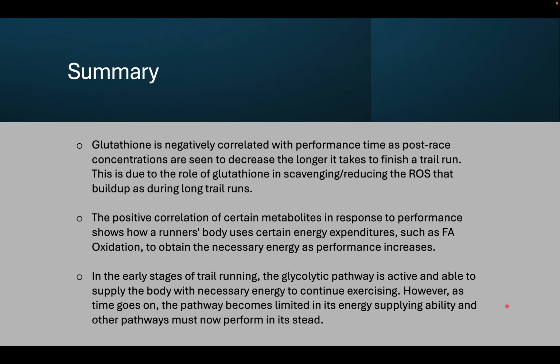Finally, we also included glycolysis because your body is still doing glycolysis in trail running, but really only in the early stages. In the early stages of trail running, the glycolytic pathway is active and is a forerunner of ATP production. However, as the time of trail running goes on, this pathway becomes limited in its energy supplying ability due to glycogen depletion, and now you must have other pathways performing instead to continue high endurance exercises such as trail running.